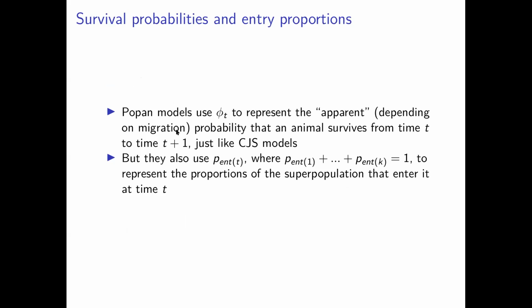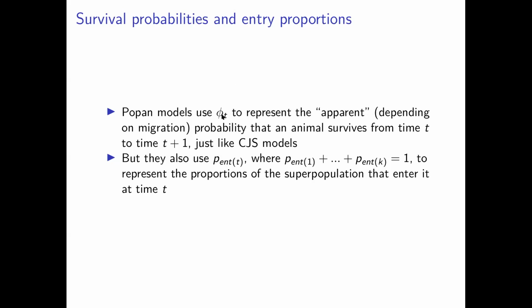Okay, so Popan models need to model animals entering and leaving the population. And they do that using these two kinds of parameters, survival probabilities and entry proportions. So similar to CJS models, the parameter phi, and I'm using sub t, represents the apparent probability that an animal survives from time t to time t plus 1. So it's apparent because you might not be able to separate it from migration, from an animal just going to another area, leaving the population, but not dying.